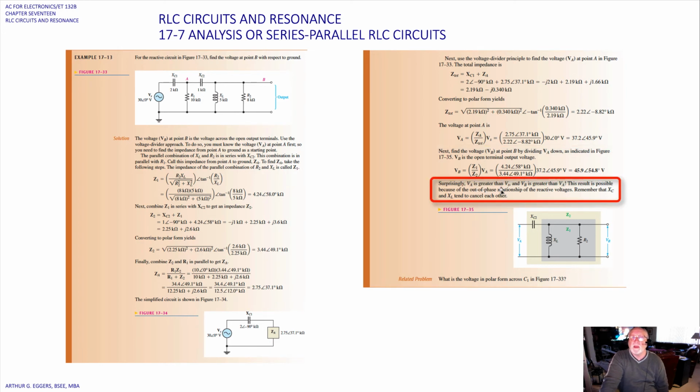Surprisingly, V sub A is greater than the voltage source, and V sub B is greater than VA. This result is possible because of the out of phase relationship of the reactive voltages. Remember, X sub C and X sub L tend to cancel each other out.